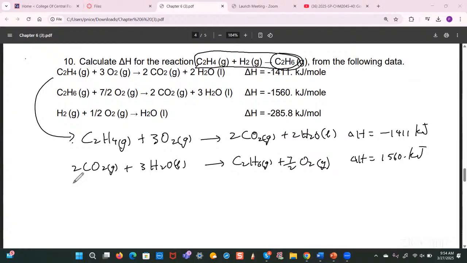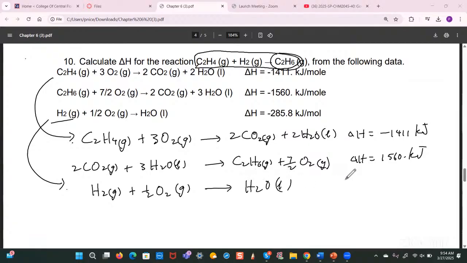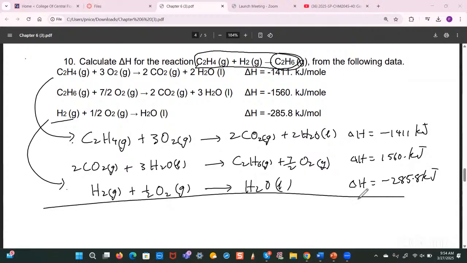Would you have to switch the H2 to the right side? Okay, why? No, actually, you don't switch it because the H2 is on the left side here. So I'll just rewrite this down here. H2 gas plus half O2 gas to give H2O liquid. So therefore, the delta H for that one remains the same, which is minus 285.8 kilojoules, all right? And then, of course, as we did before, we add them up.